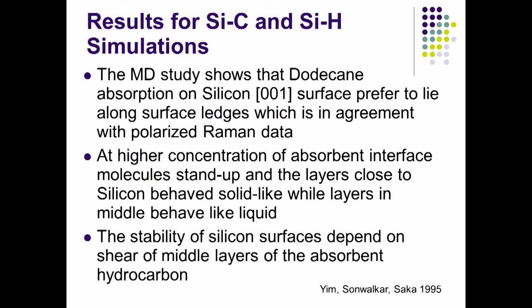Based on this we came up with some conclusions: the MD study shows that dodecane absorption on the silicon 001 surface prefers to lie along the surface ledges, which is in agreement with our experimental data that we looked at using laser Raman spectroscopy. We had also done experiments on silicon surfaces with dodecane layers, and we shot the laser Raman spectroscopy and looked at, in the polarized Raman, what kind of surfaces and ledges it follows.